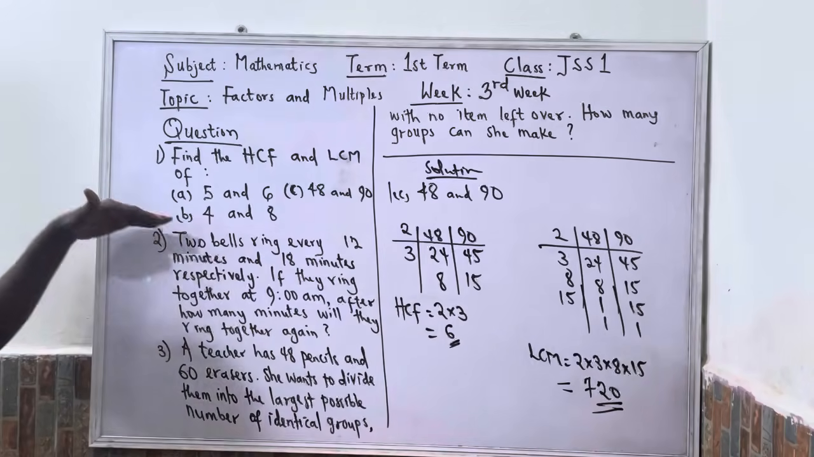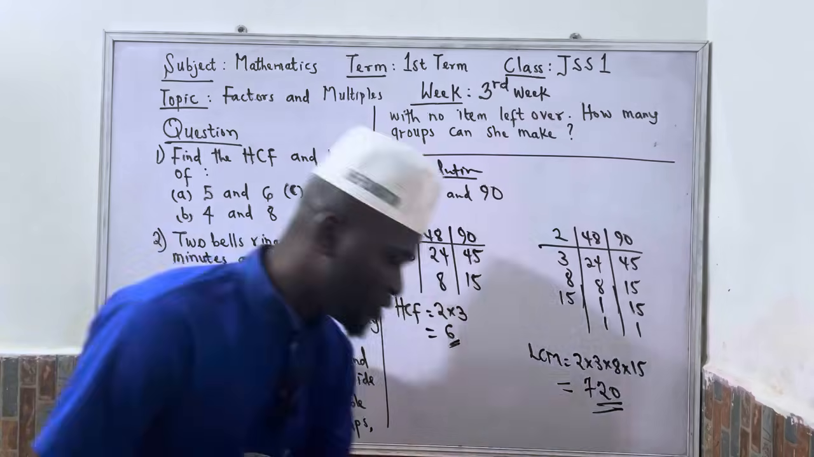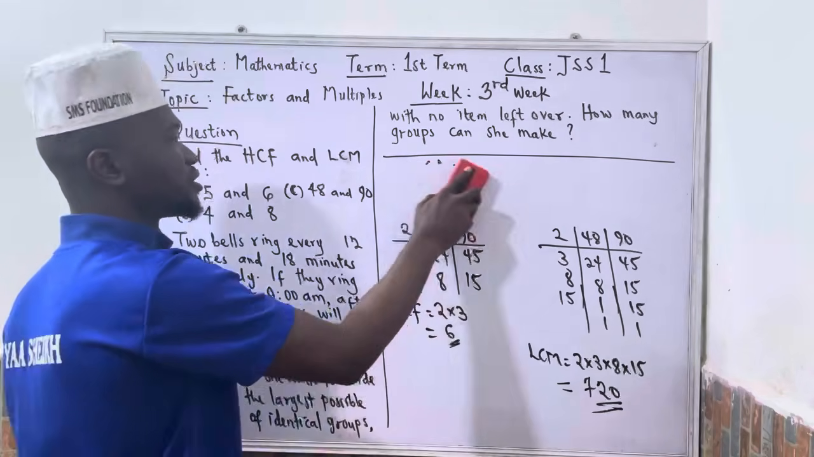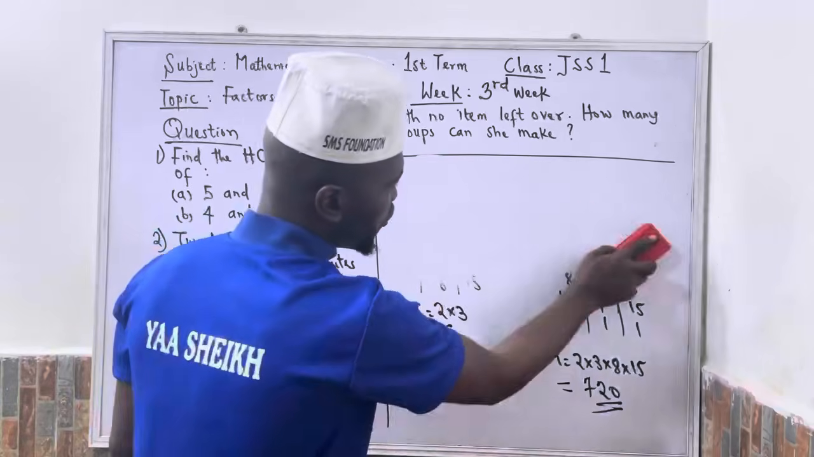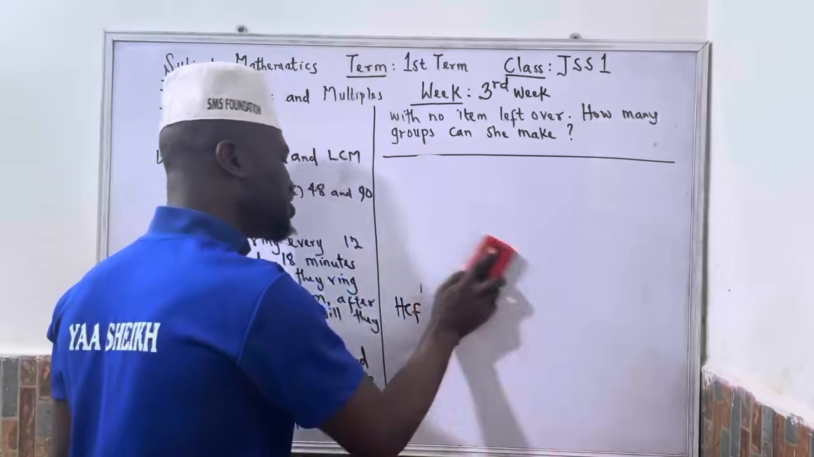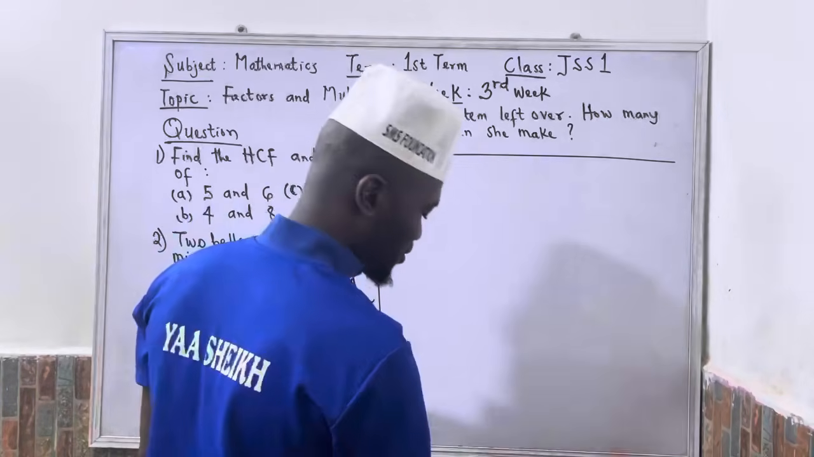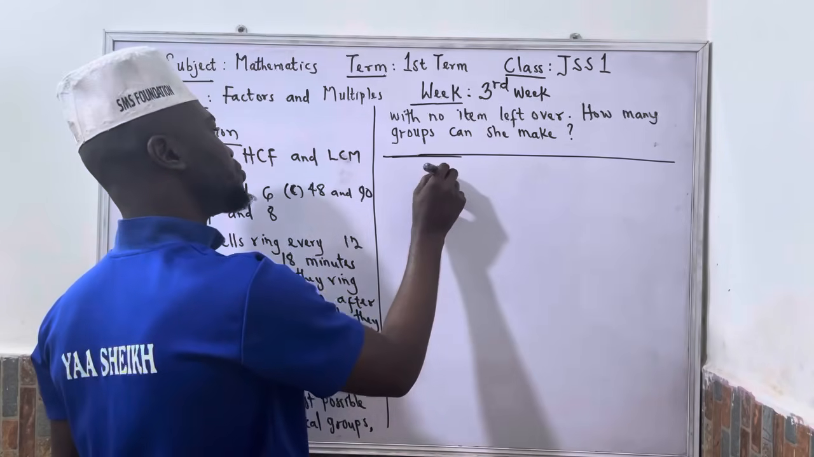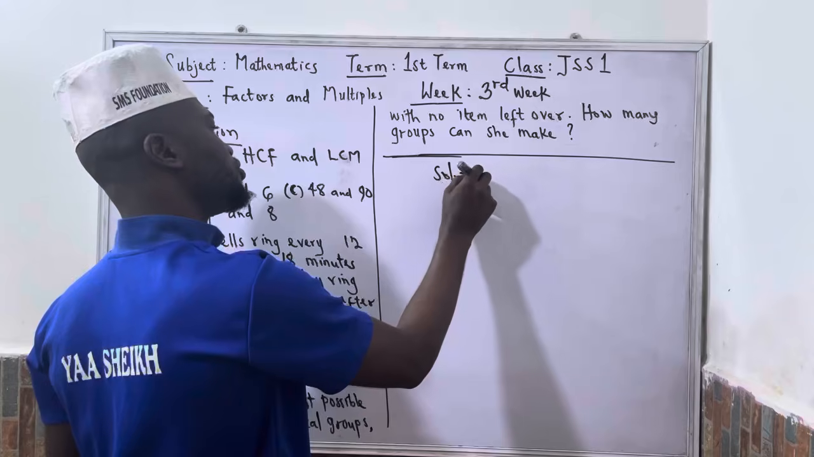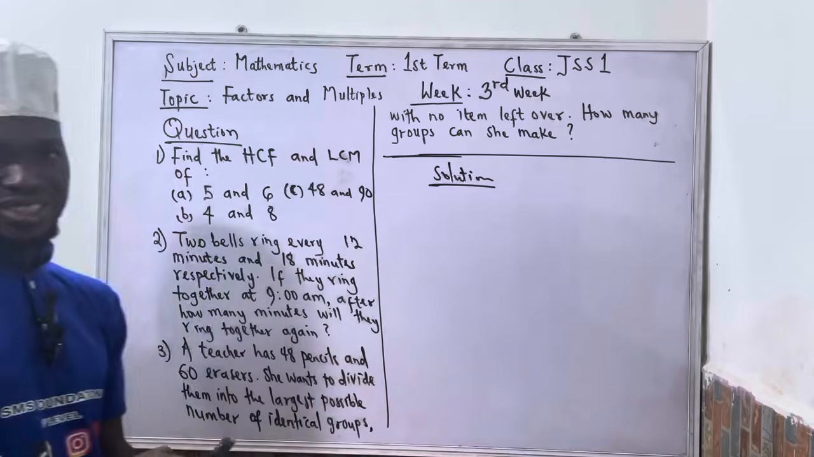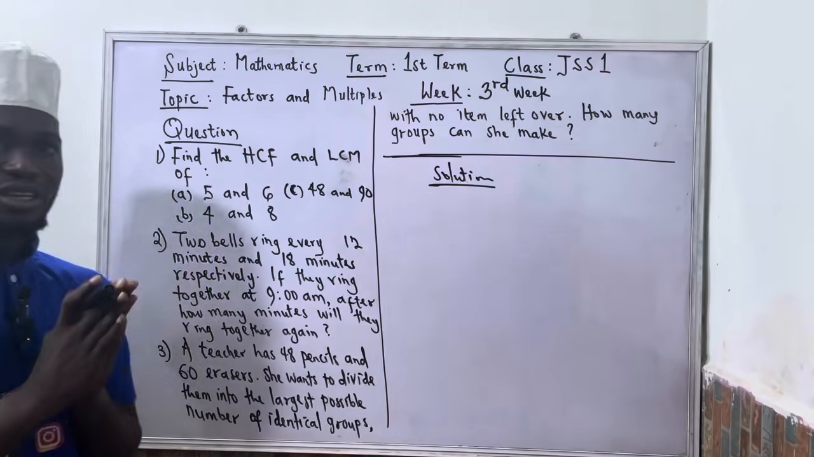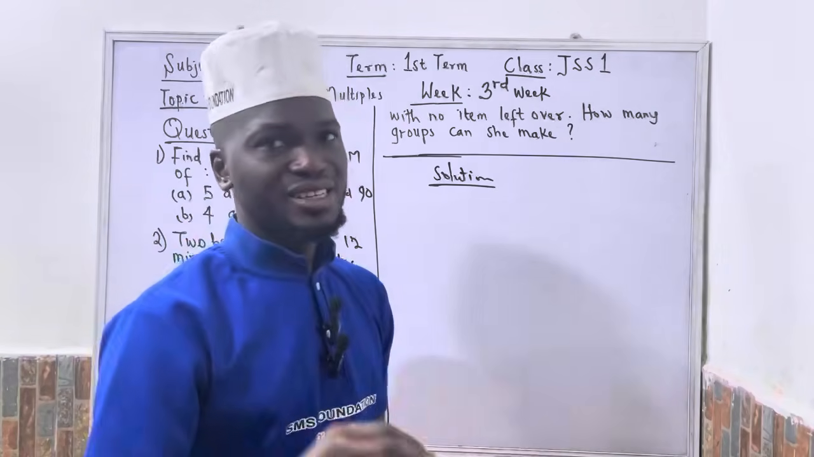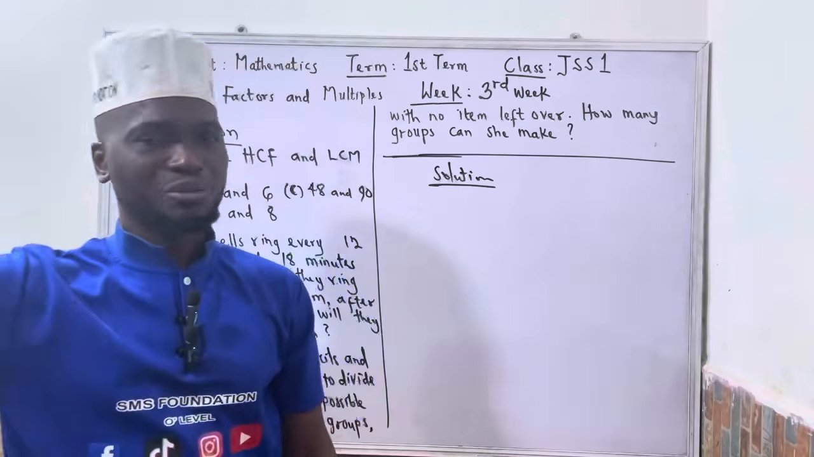Now, however, I still have 2 more questions. These ones are word problems. For word problems, you really need to carefully observe the question and see what the question is asking for. So, solution. Let me give you some tips that will help you when you are dealing with word problems. When you hear the word greatest, find the greatest possible something.